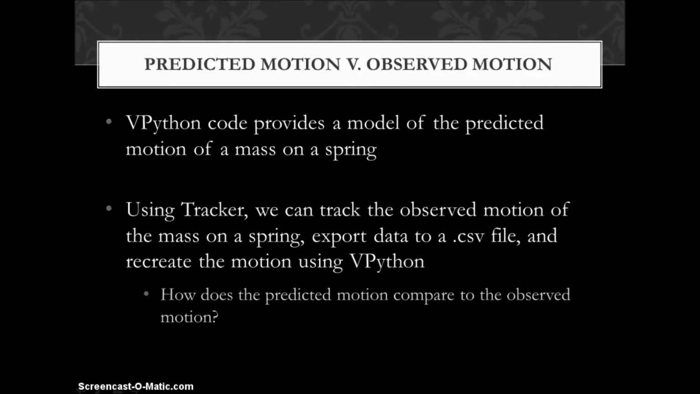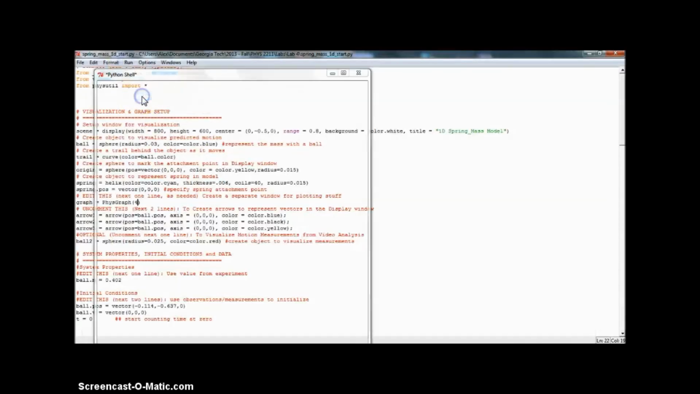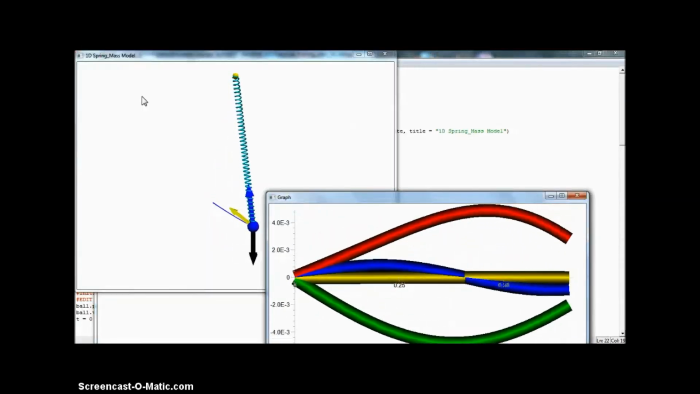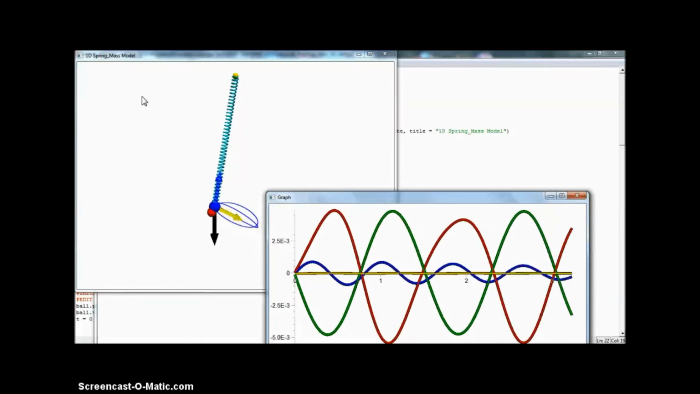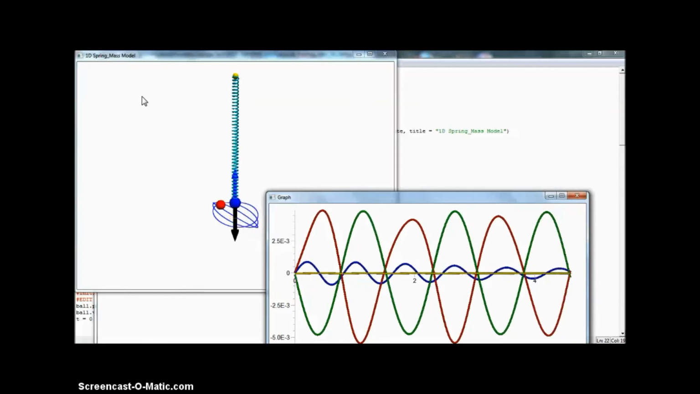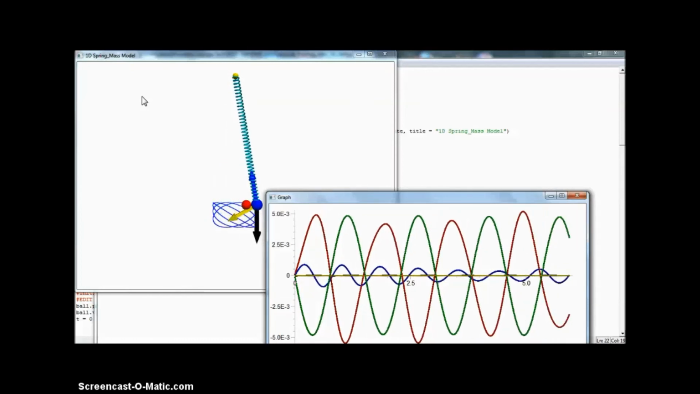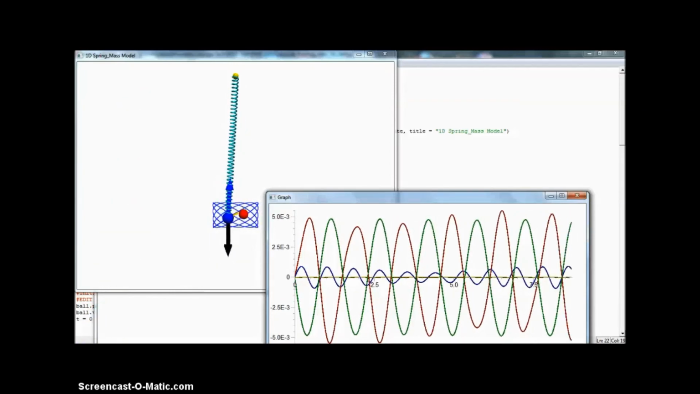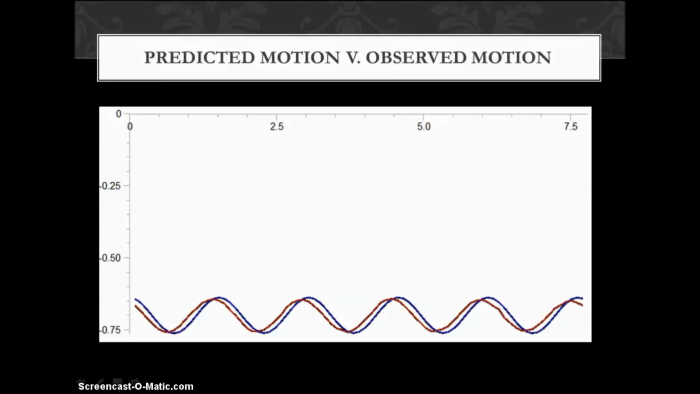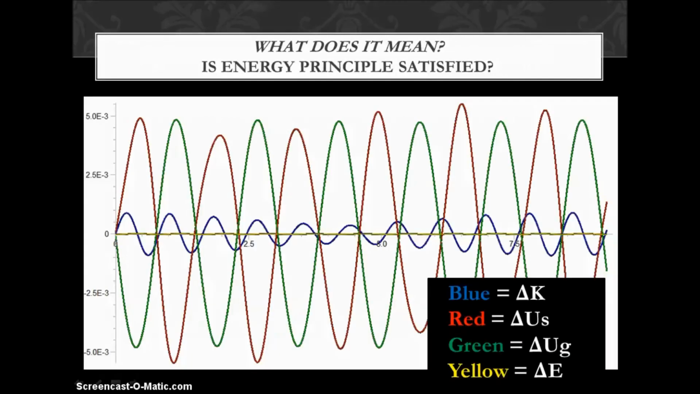Given all of our code and the data and calculations from Tracker, we can run the code to provide a visual representation of the predicted motion that VPython calculates versus the observed motion that VPython reads out of a CSV file containing the data. When we run the code, we see that the two motions, observed and predicted, red being the observed motion and blue being the predicted motion, are very similar to one another, which is good. It shows that the fundamental physics we explained earlier can be used to predict the motion of an oscillating object. The discrepancies in the motion, which can graphically be seen here, are most likely due to error in tracking the video.